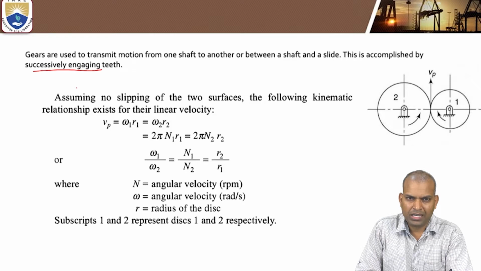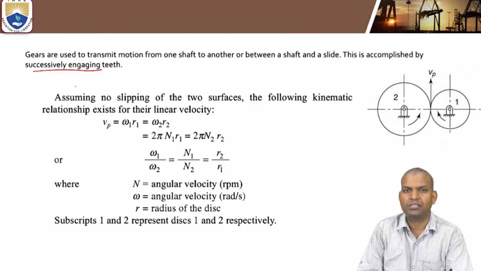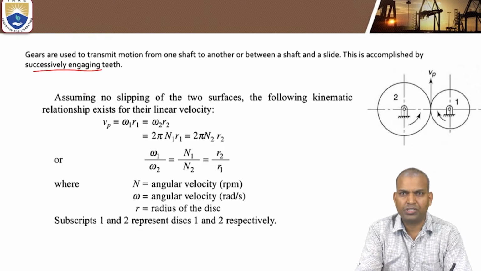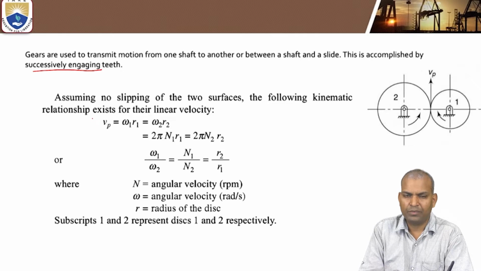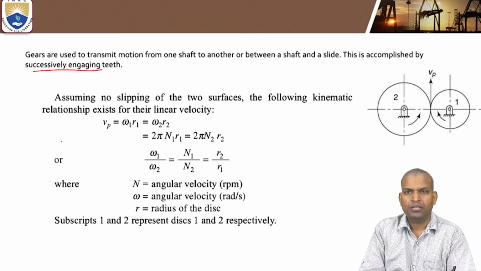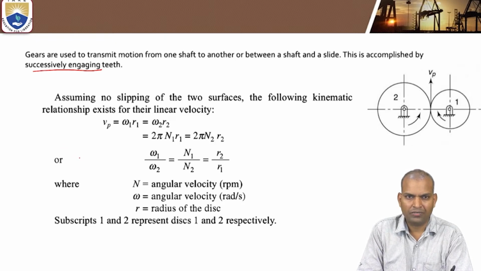If the wheels don't have teeth and transmit motion under rotary, rolling action, those are known as friction wheels. By considering that the slipping between the two surfaces is zero, or no slipping, the kinematic relationship between the wheels is that Vp, the linear velocity, equals omega 1 r1, which equals omega 2 r2.